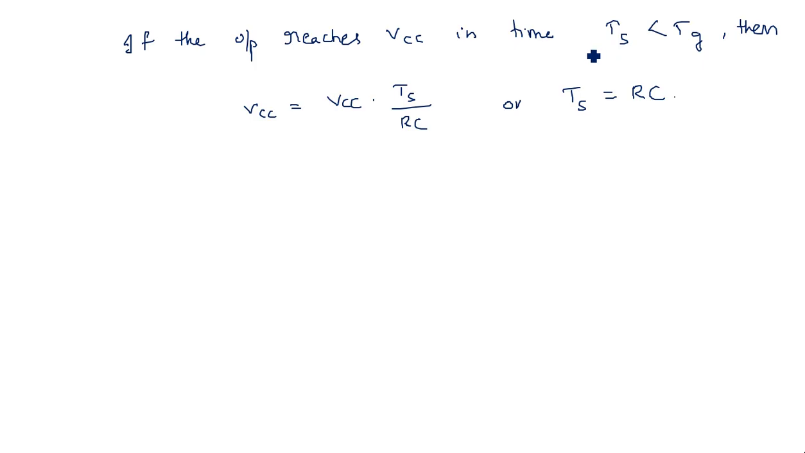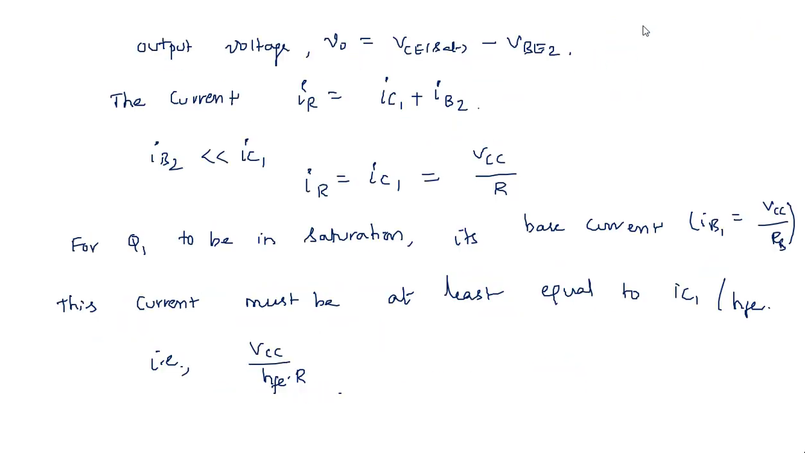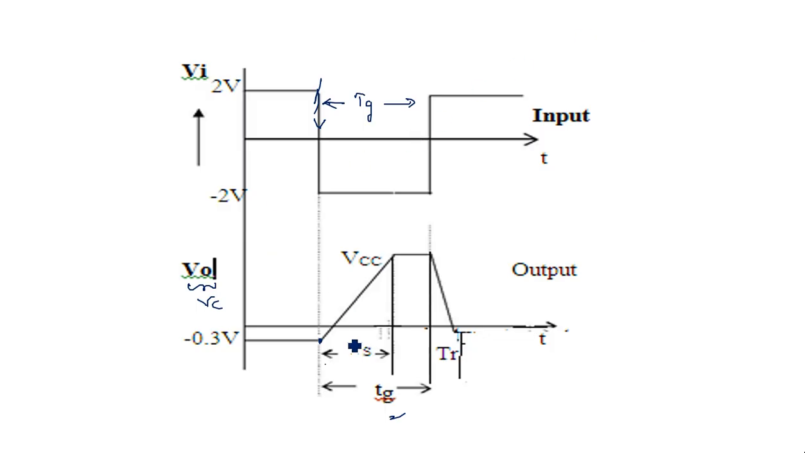If the output reaches VCC, it means the capacitor charges. When the capacitor starts charging, actually it has to charge up to VCC plus VCC. Suppose within this particular period, where Ts is less than Tg, the capacitor is able to reach up to this VCC, then we can write Ts is equal to resistance into capacitance. That is the meaning of this.